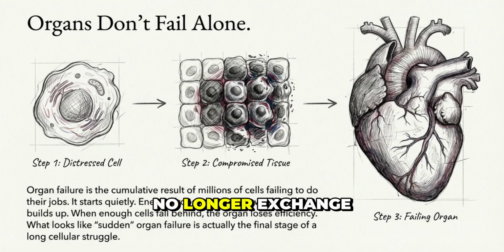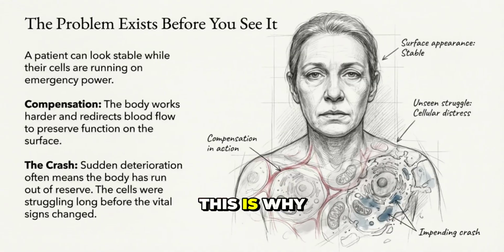The lungs can no longer exchange gas effectively. The heart can no longer maintain output. The kidneys can no longer regulate fluid and electrolytes. What looks like sudden organ failure is actually the final stage of a process that started at the cellular level. This is why EMS providers sometimes feel like a patient crashed out of nowhere. In reality, the cells had been struggling long before the vital signs changed. The body ran out of reserve.